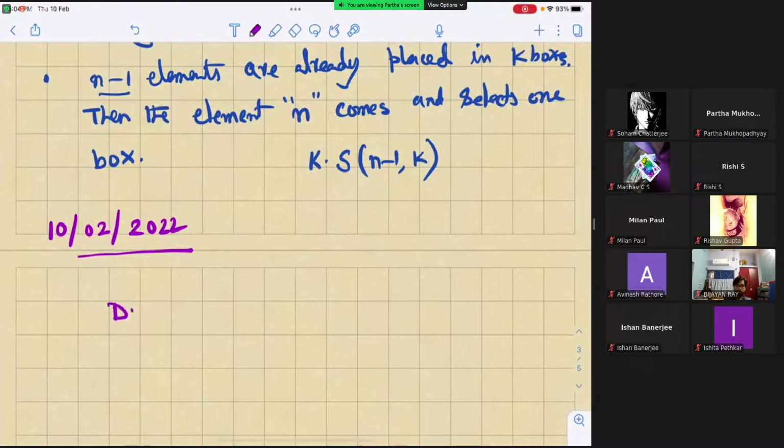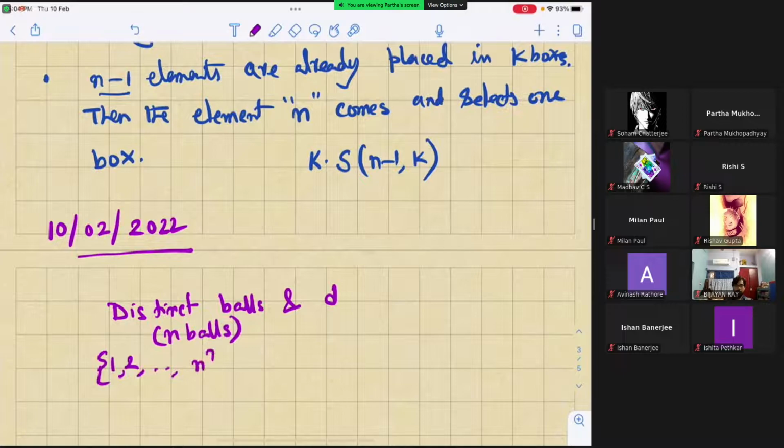Now make it distinct balls, let's say n balls, and always identify them with 1 to n, and distinct boxes. Let's identify them 1 to k. So this is the problem, right? So you have n distinct balls and k distinct boxes, and how many ways you can arrange them in these boxes.